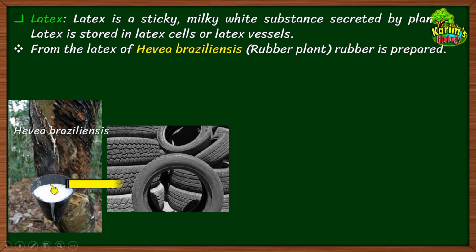Okay, so you can see this is how the latex is collected. They injure a small portion of this stem, and there they arrange a collecting vessel so that after a few days the latex that oozes from the stem gets collected in this vessel. Like that, there are so many trees and they obtain so much latex, and in the industry the latex will be further processed to manufacture rubber tires. Okay, that is one advantage.